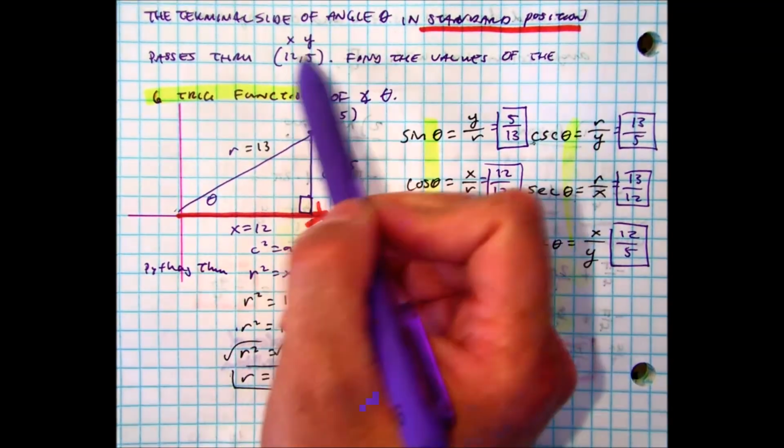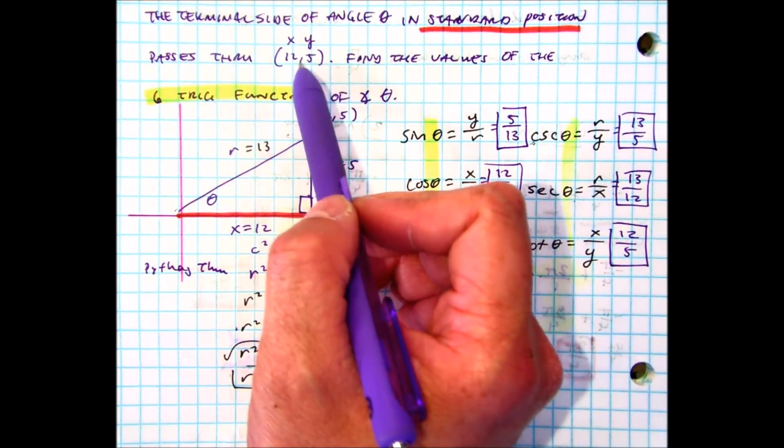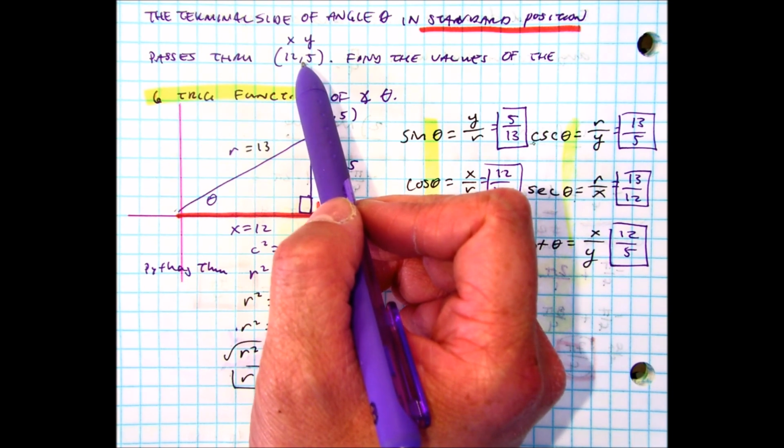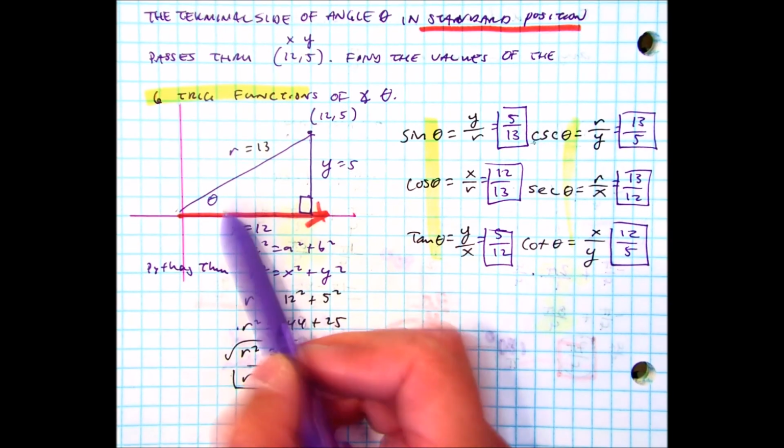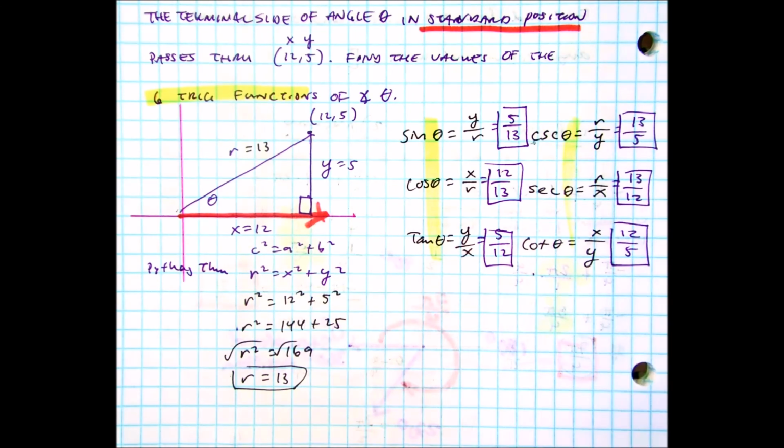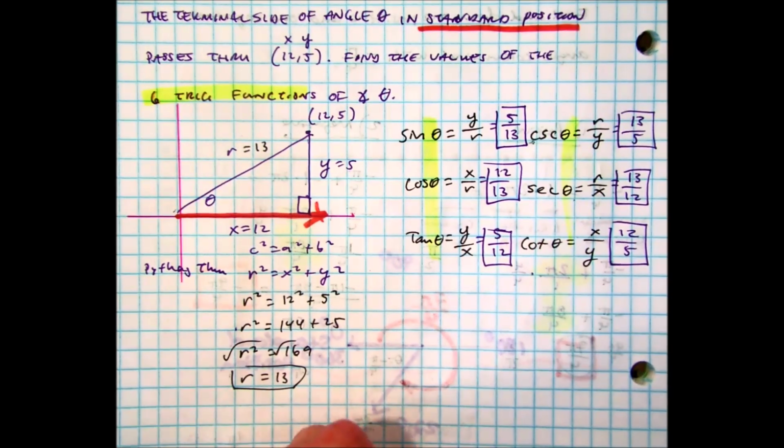So what makes this problem different is I've just given you an ordered pair. Pay attention to which quadrant it is in. Graph it, make sure you have all three sides, then you can compare the sides and give me the 6 trig functions.